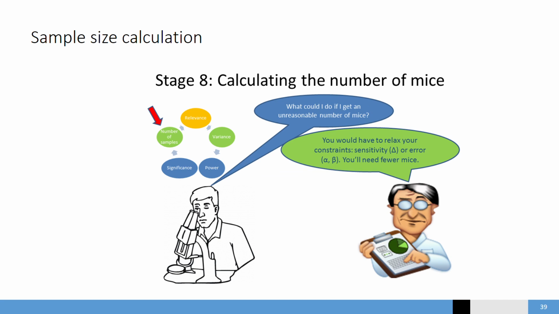Okay, so what happens if I get an unreasonable number of mice? So let's say that this 39 per group is still too high. So you will have to change something. So typically statistical significance and power, you don't want to change. Significance, because if you put it too low, you will never be able to publish anything. And the statistical power, we already reasoned that if it is too low, we don't do any experiment. So this you cannot touch much.